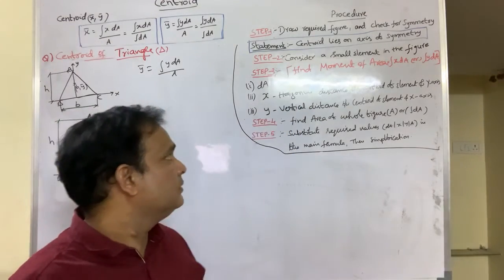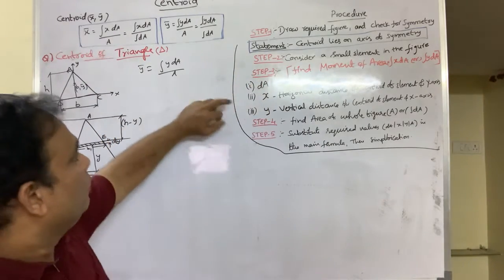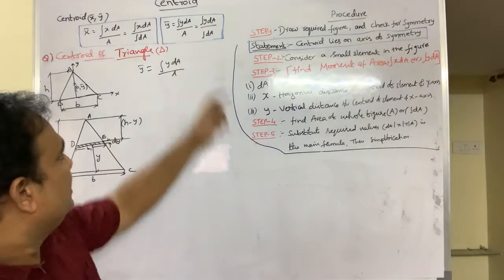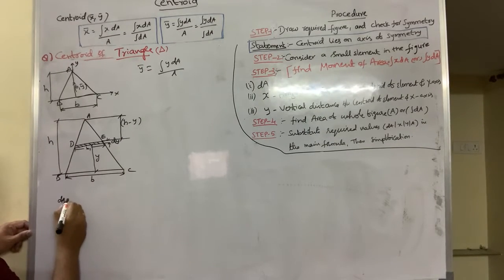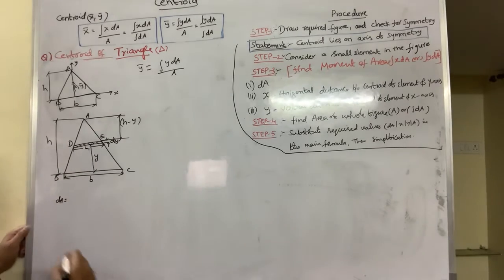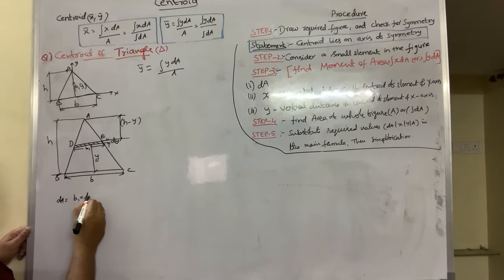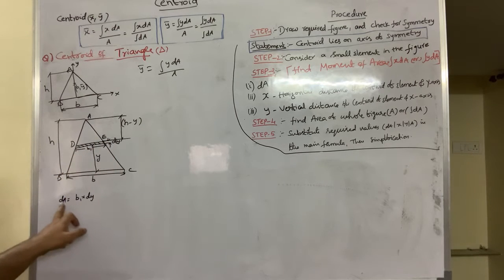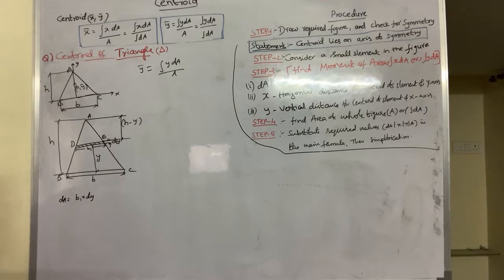Step 3 is finding dA, x, y, whichever is required. We require dA, y and capital A. So what is dA? Let us find out the dA value. dA means the area of the small element. What is the area of the small element? B1 into dy, base into width, like length into breadth. This is the base and this width is dy. So the area of the small strip is B1 into dy.